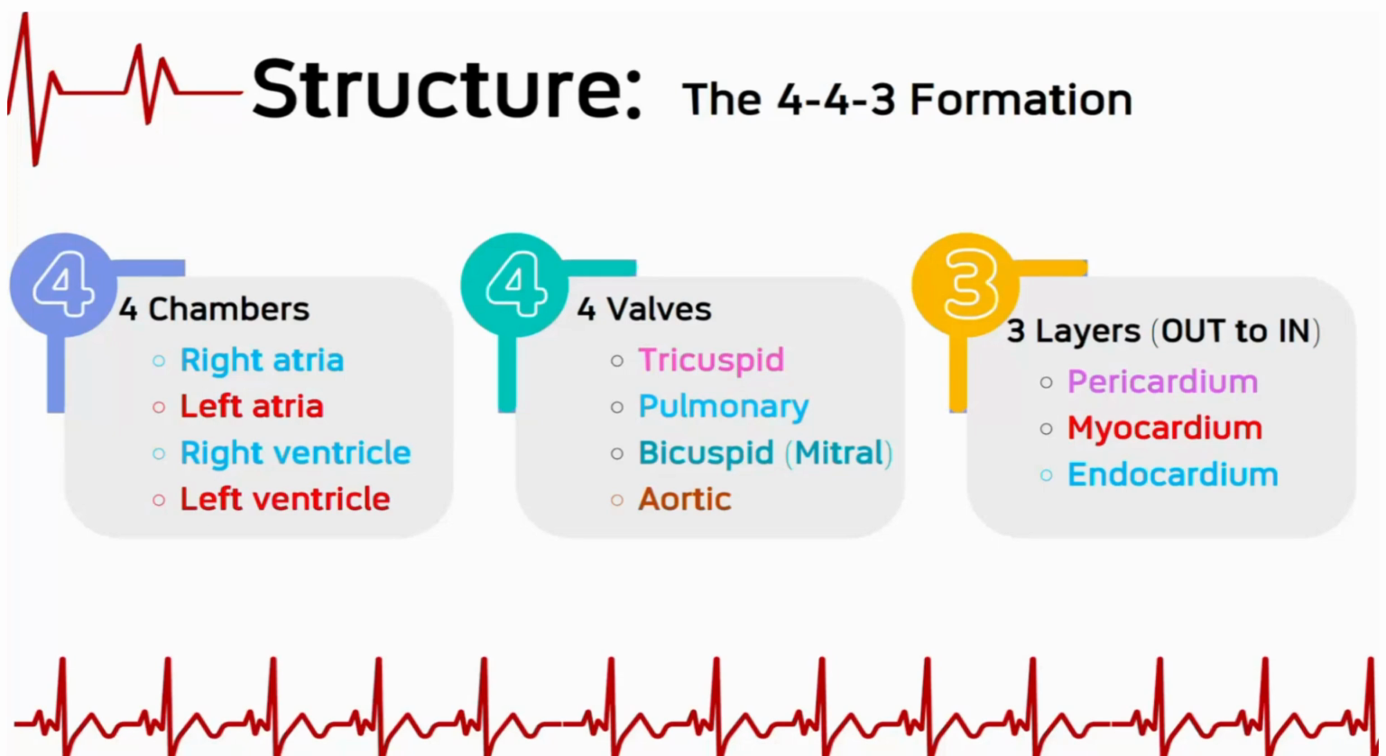Now, in terms of the valves, I've put them there in that order for a reason. This is the route that blood takes: through the tricuspid, through the pulmonary valve. It goes into the pulmonary circulation, and then as it returns to the left atria, it goes through the bicuspid or mitral valve into the left ventricle, where that blood is ejected through the aortic valve into the aorta and to the systemic circulation. The layers of the heart we will talk about in a little bit.